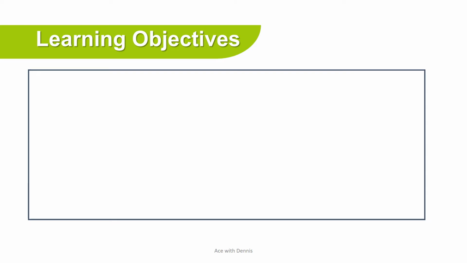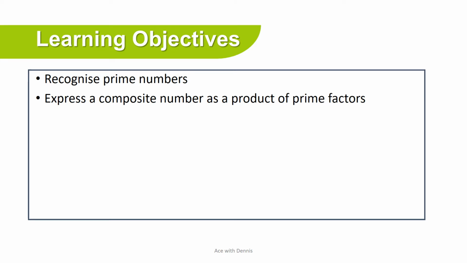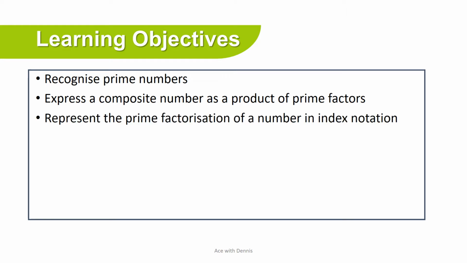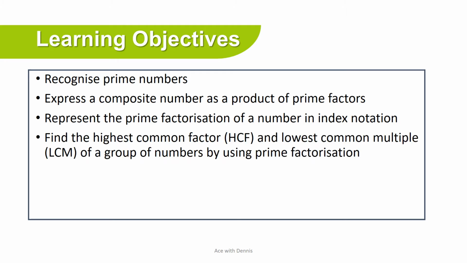Before we start the lesson, let's discuss what we are going to learn in this video. First, we will learn how to recognize prime numbers. Then, we will learn how to express a composite number as a product of prime factors, followed by representing the prime factorization of a number in index notation. Next, we want to find the highest common factor or HCF and lowest common multiple or LCM of a group of numbers by using prime factorization. Finally, we want to solve problems involving HCF and LCM.